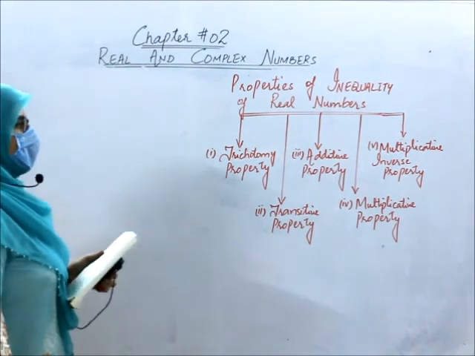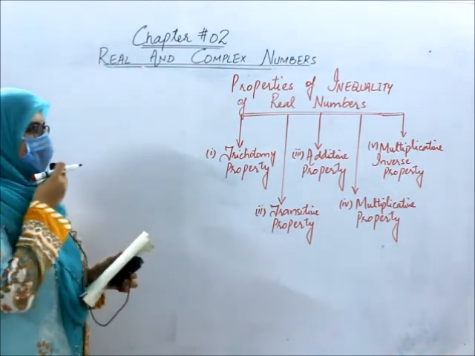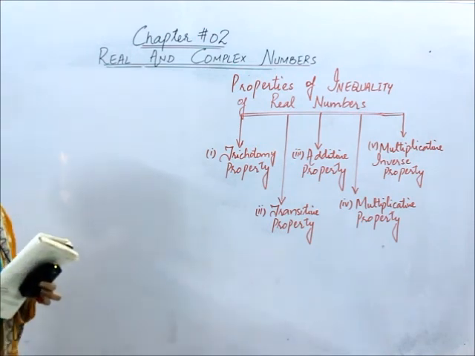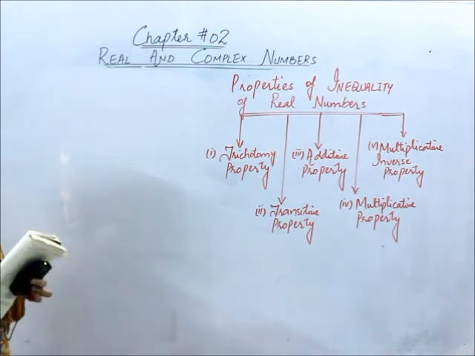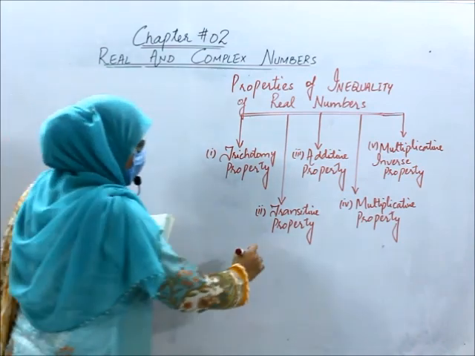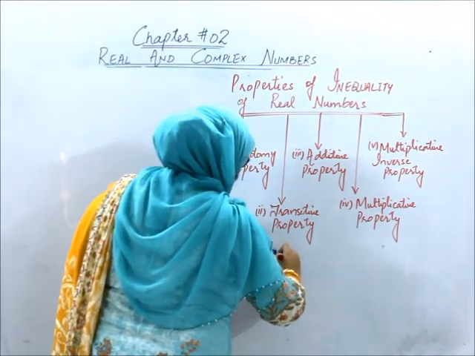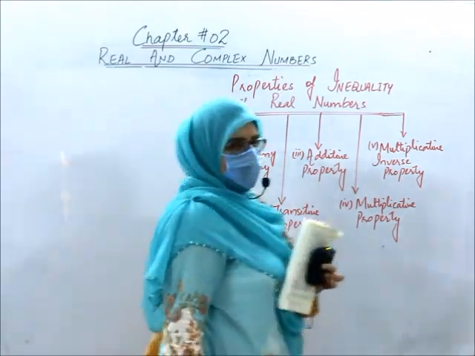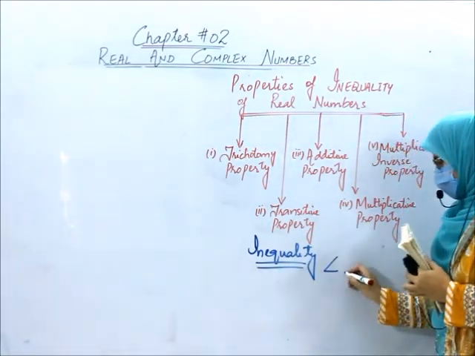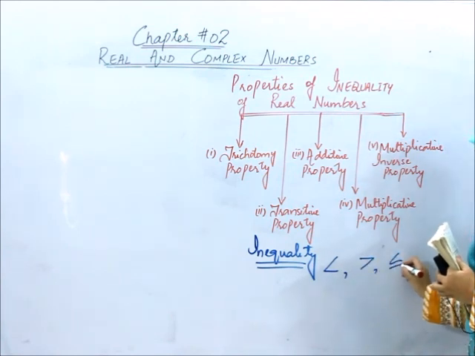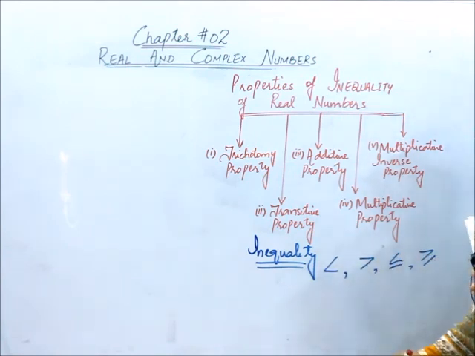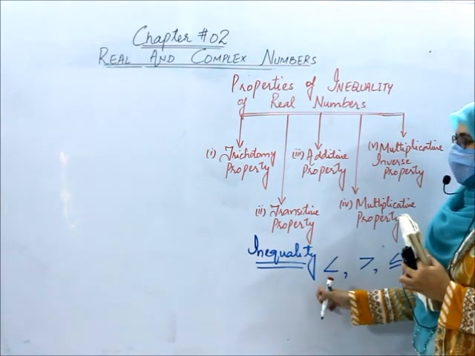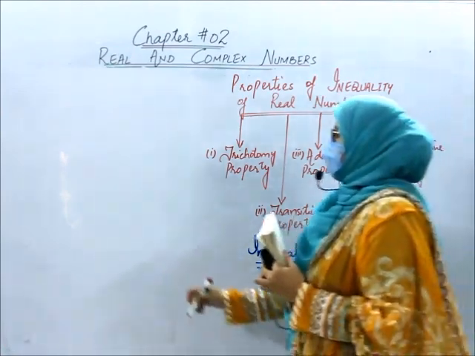Till now we have studied the properties of the equality of real numbers. Now we are going to study the properties of the inequality of real numbers. What is an inequality? The signs like less than, greater than, less than or equal to, or greater than or equal to. The expression involving these signs is called an inequality. So we are going to study the properties of the inequality of real numbers.